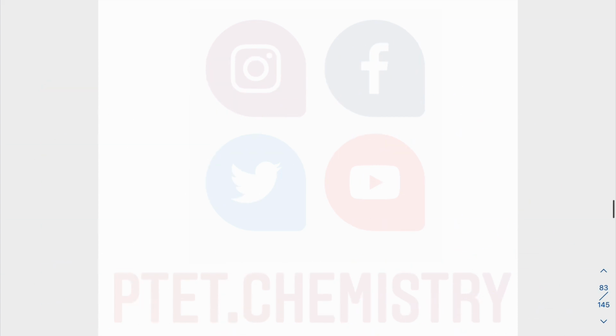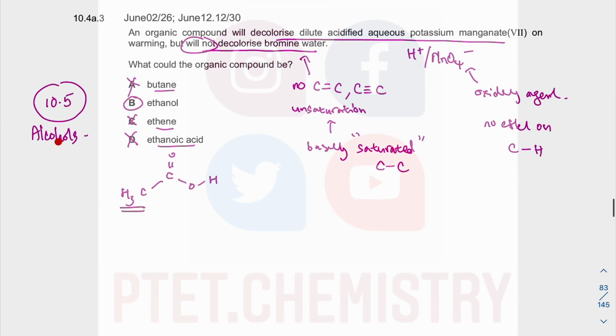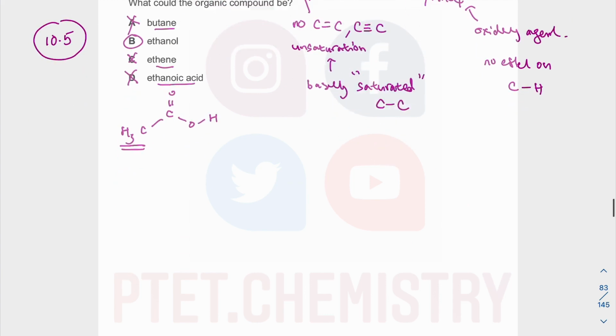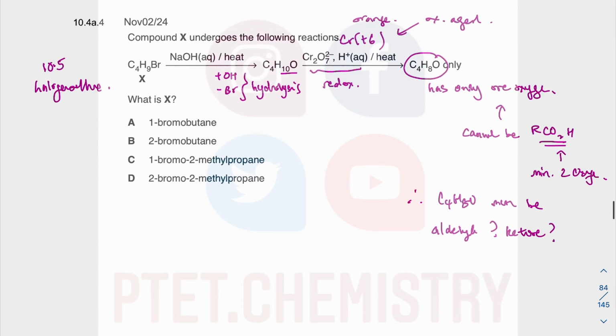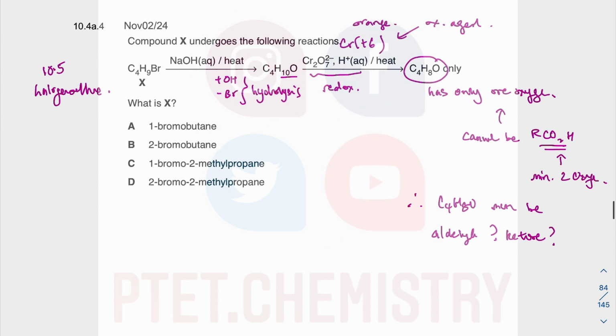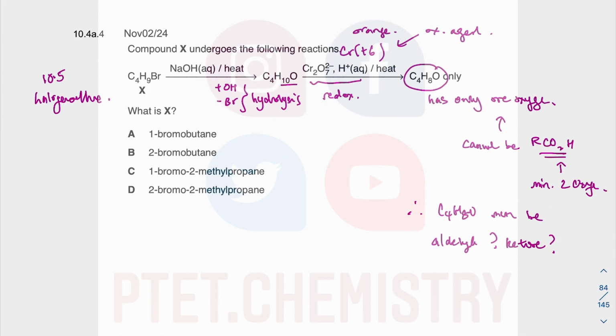I stand corrected in the previous section. 10.5 should have been on halogenoalkane. This is a topic on alcohol, which is 10.4. Okay, so 10.5 is now halogenoalkane. Anyway, what was I going to do?